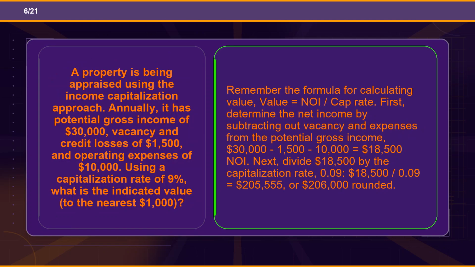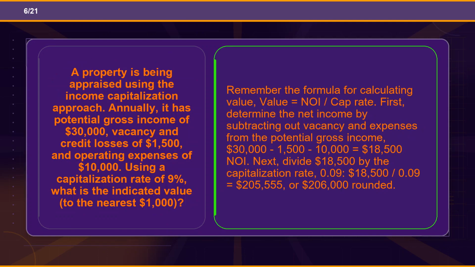Flashcard 6. Term: a property is being appraised using the income capitalization approach. Annually, it has potential gross income of $30,000, vacancy and credit losses of $1,500, and operating expenses of $10,000. Using a capitalization rate of 9%, what is the indicated value, to the nearest $1,000? Definition: remember the formula for calculating value. Value equals NOI divided by cap rate. First, determine the net income by subtracting vacancy and expenses from the potential gross income. $30,000 minus $1,500 minus $10,000 equals $18,500 NOI.